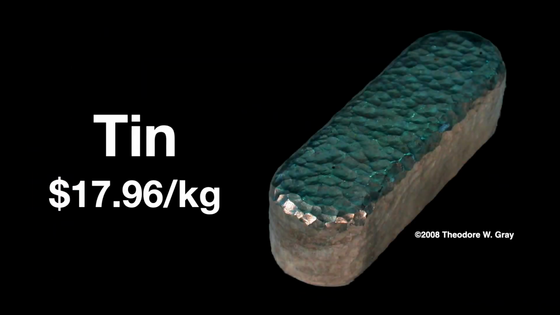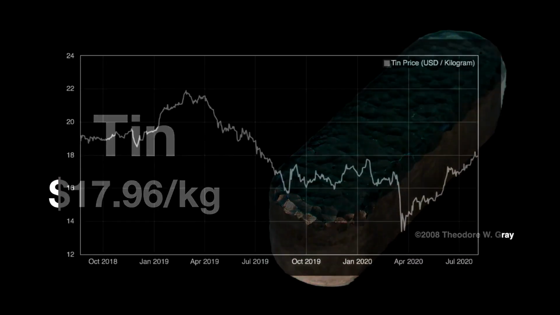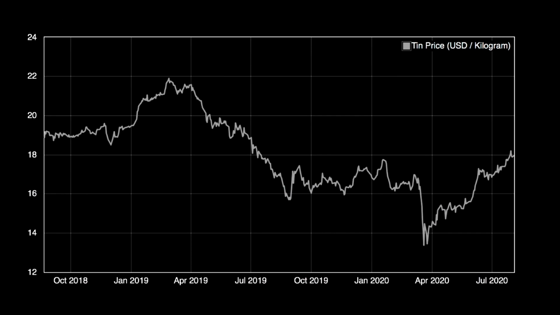The current cost of tin is about $18 per kilogram. Over the past couple years, that price has gone up and down, but not wildly, from a high of about $22 per kilogram to a COVID-19 low of about $13 per kilogram.